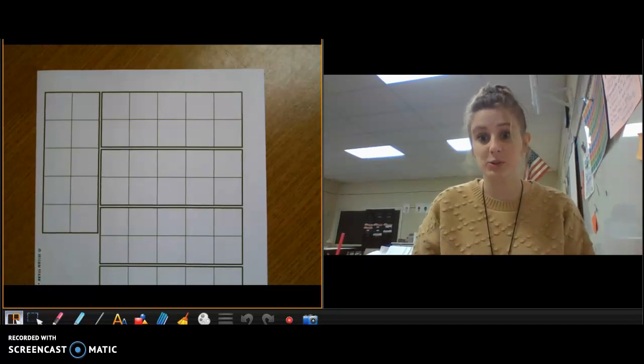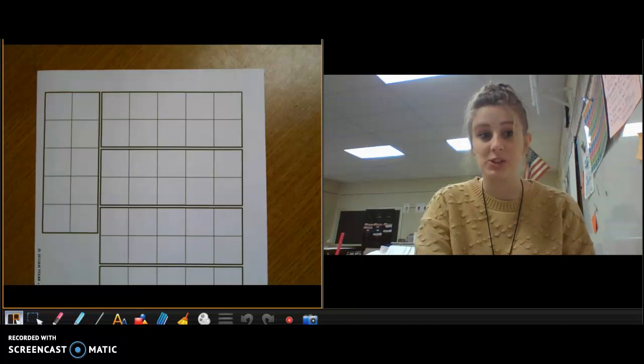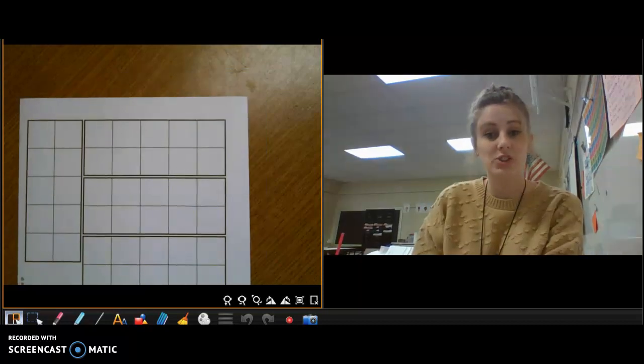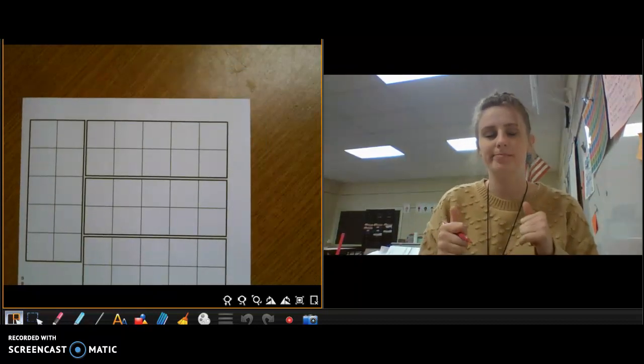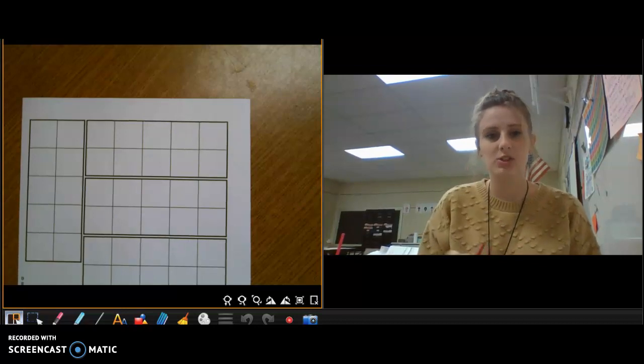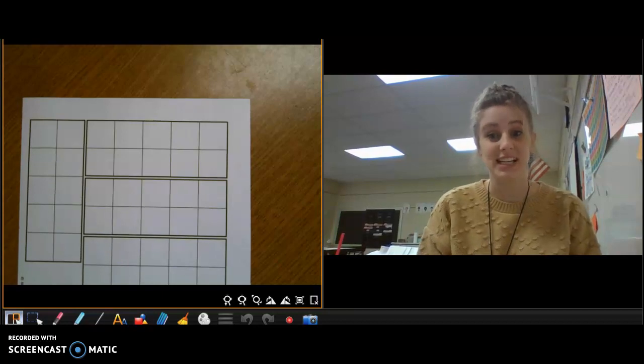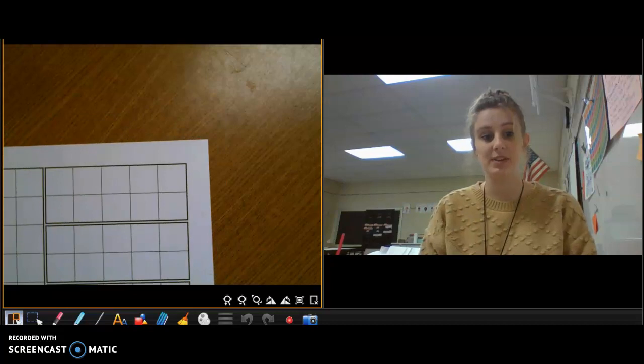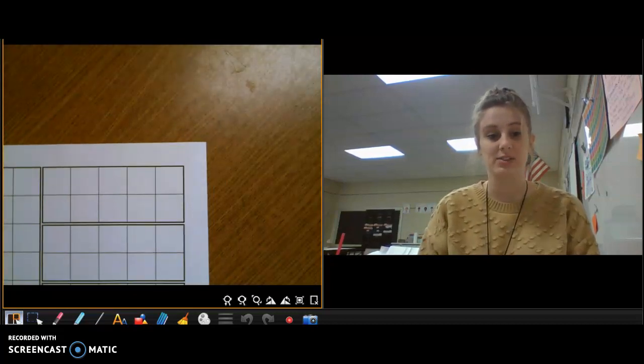So if we are subtracting, then this is what we need to do with our tens frame. We need to start by looking at our problem and thinking, do we need one tens frame or do we need a double tens frame? Our first number is 14. So that means it's greater than 10. So we need a double tens frame. So right here, I have my double tens frame.